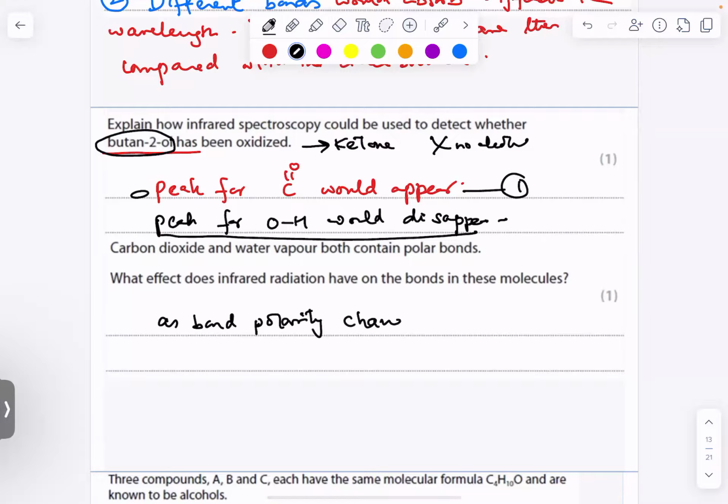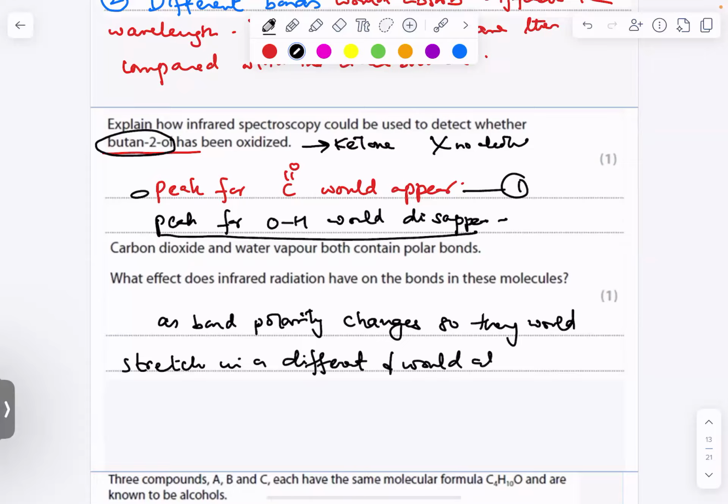changes, so they would stretch in a different way and would absorb infrared radiation at different frequencies. Does it make sense? Yes.